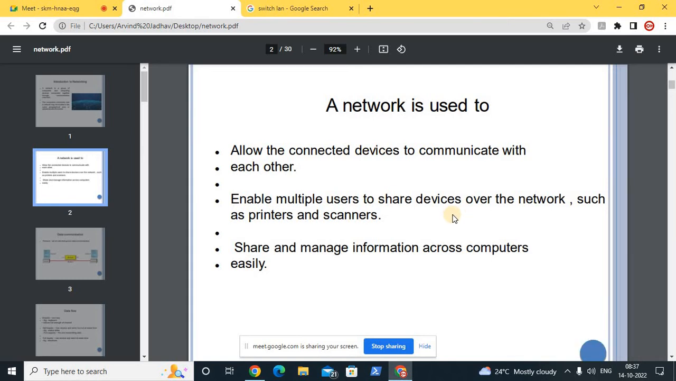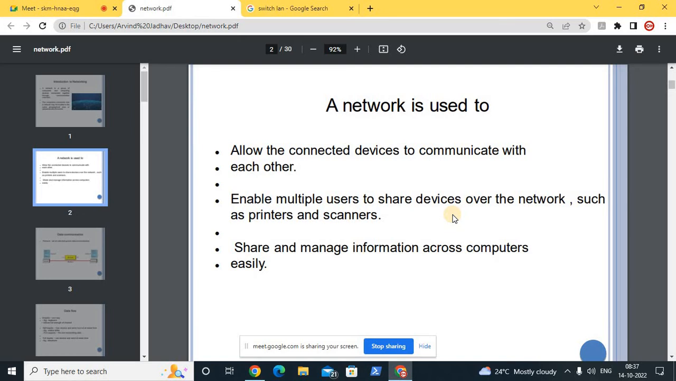For example, I have 10 PCs. Can I use a single printer? Yes. I have 50 PCs. Can I use a single printer? Yes. If it is a network, then it is possible. If I have 20 PCs and I am using a scanner, can I use it? Yes, you can use it, because the multiple devices will be shared in a network.